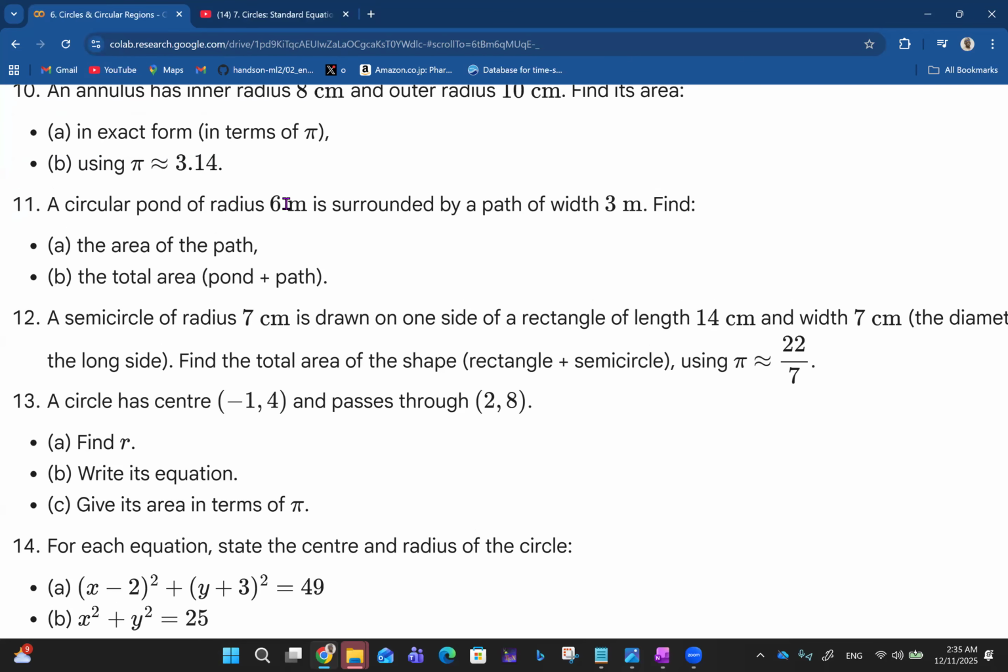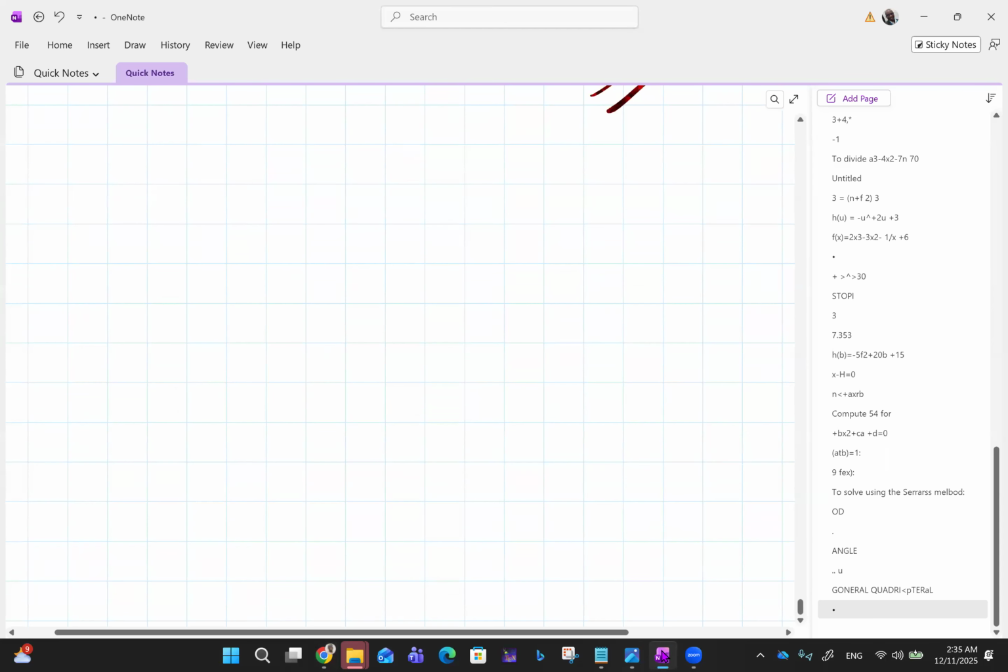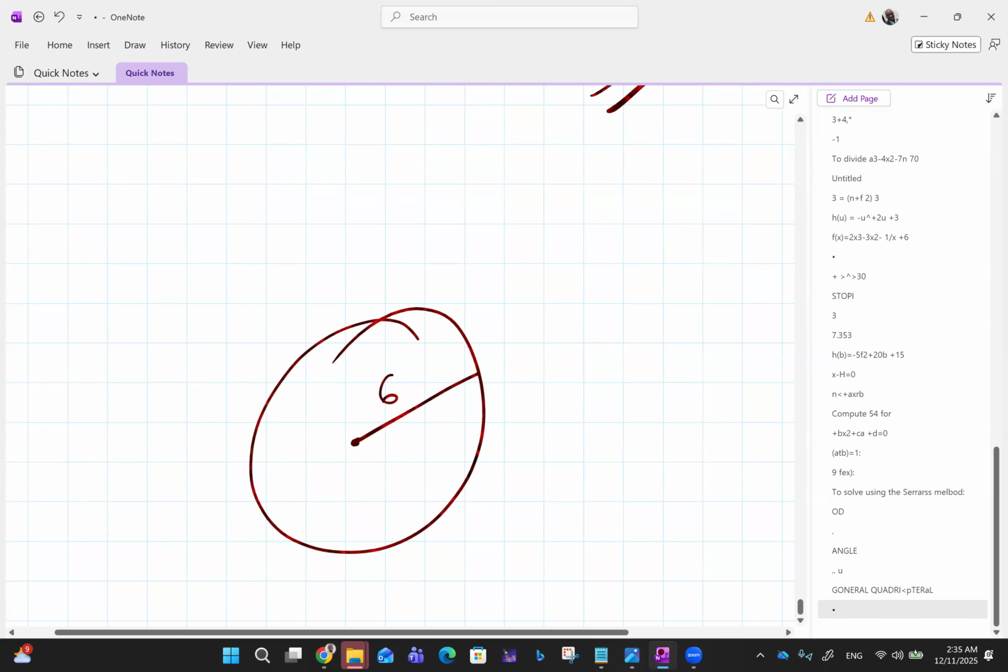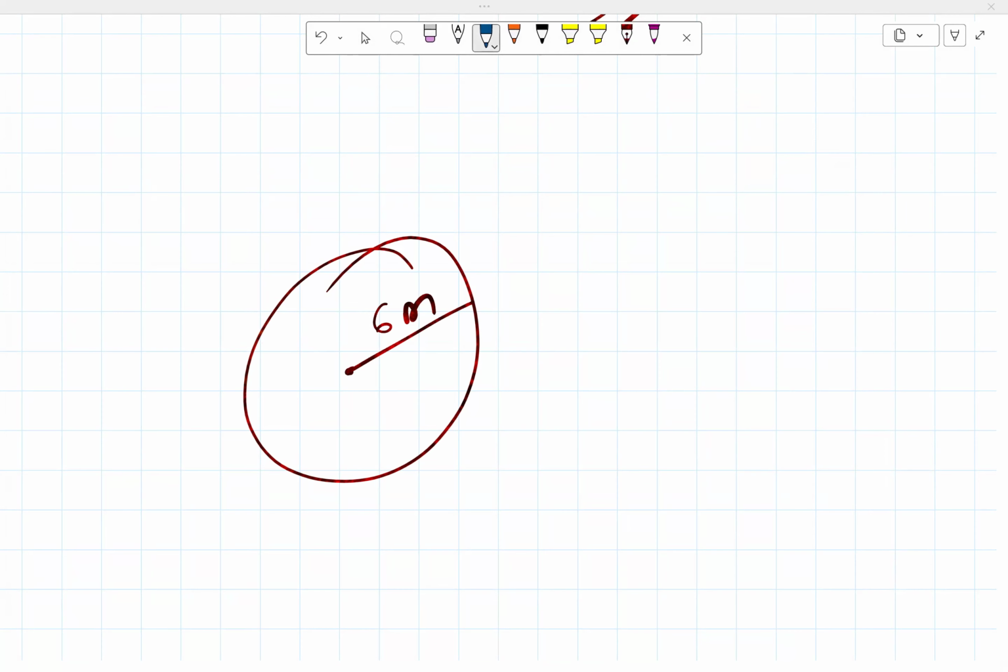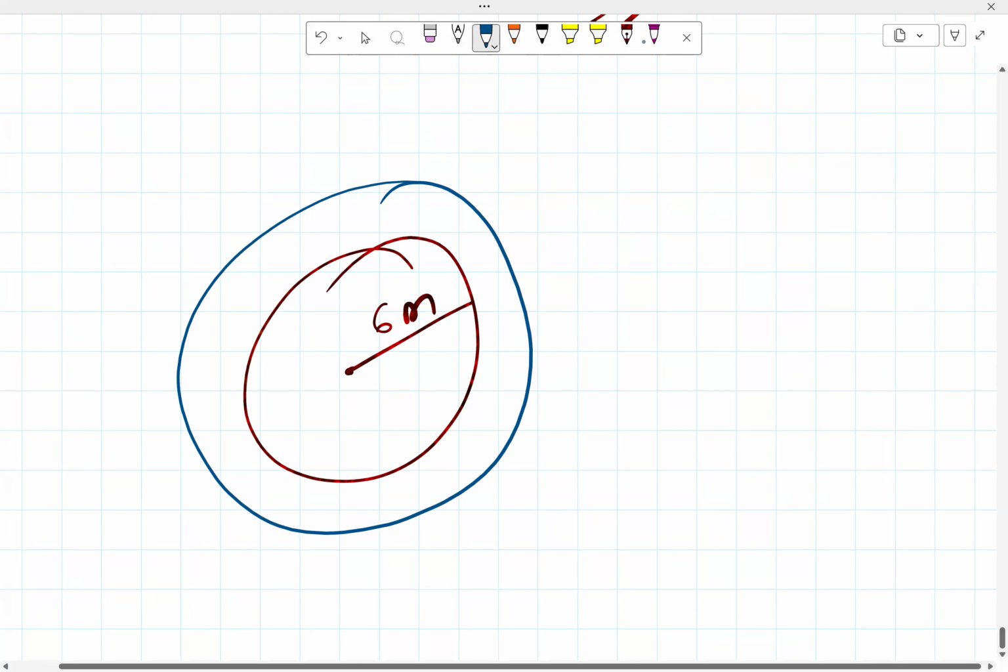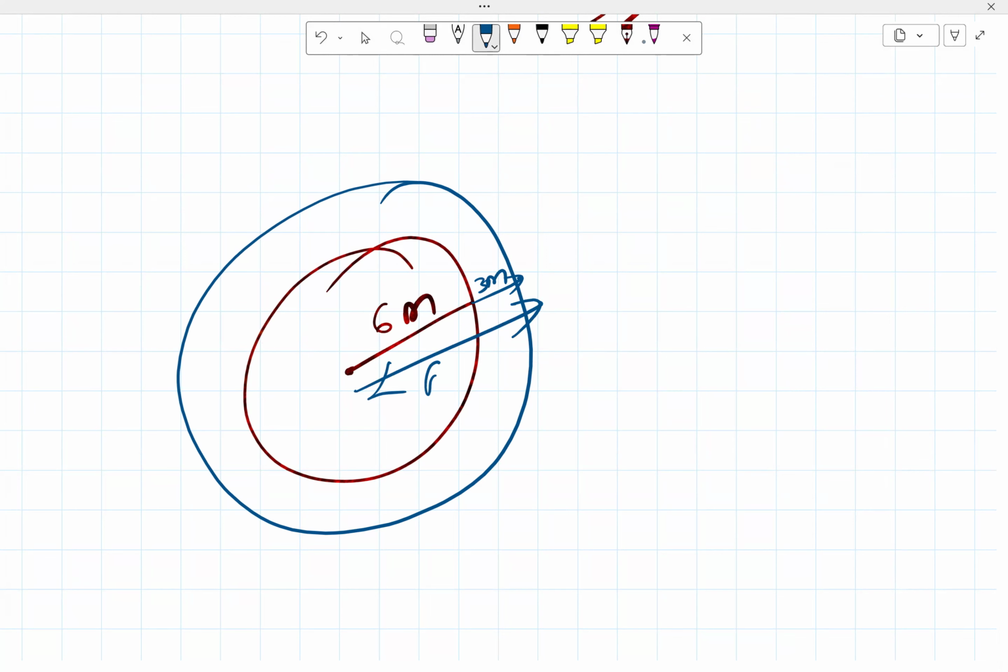Then question 11. A circular pond of radius 6 meters is surrounded by a path of 3 meters. Find the area of the path. So the pond itself has radius 6, and then you now have a path around it of say 3 meters, right? So you see the big radius R is 9 meters and the small radius r is this.